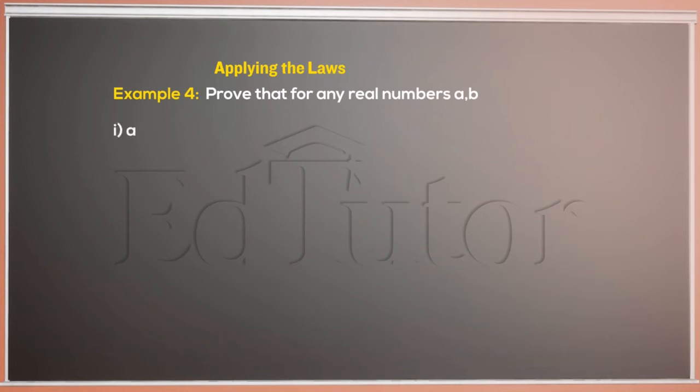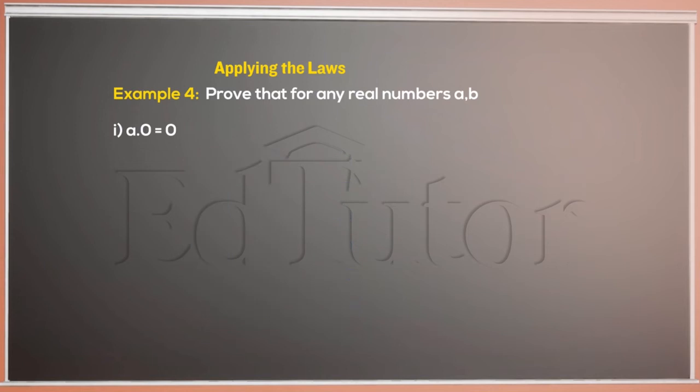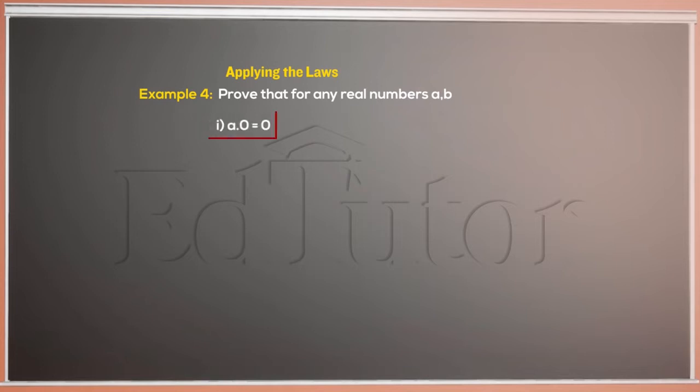It asks us to prove that a real number a, when multiplied with 0, results in 0. And you must be thinking, what's the point of proving that, as anything multiplied with 0 is 0? But let's not forget that this lesson is about applying the properties. So, let's prove this. Taking the left hand side, we will use the additive inverse property to expand it.